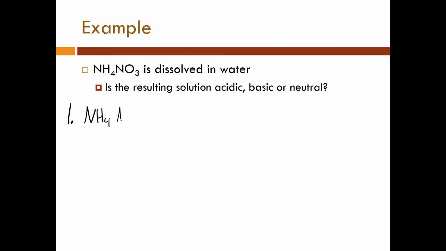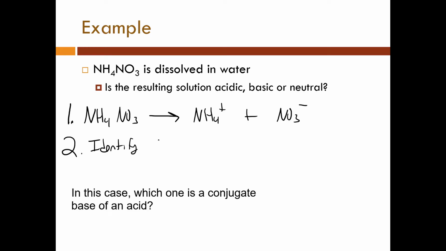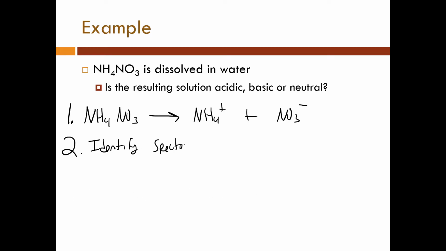So NH4NO3 will dissolve. This will turn into NH4+ and NO3-. Step 2, identify spectators. Hopefully you've identified one of them as I finish writing this down. That one is going to be NO3- because this is the conjugate base of HNO3.